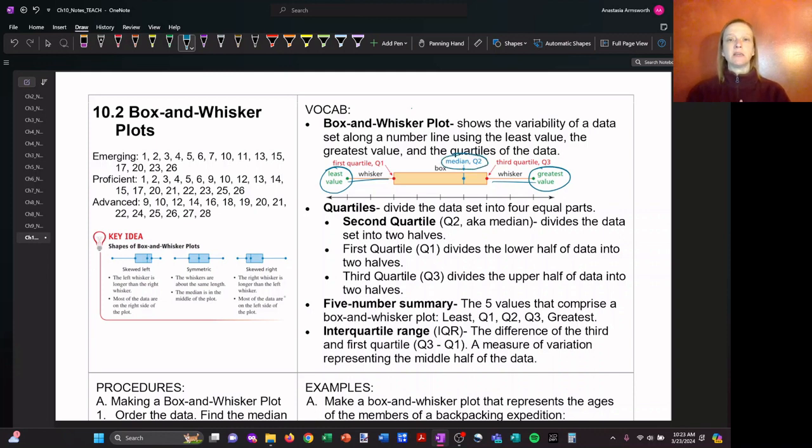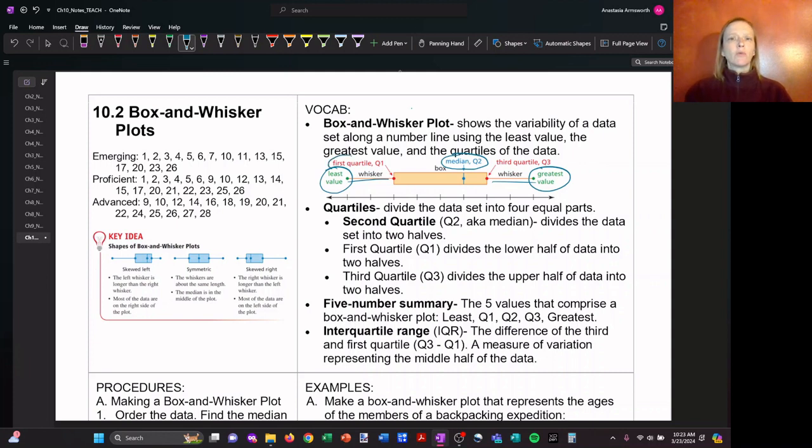And the median is just that center value. We learned about it in 10.1, where you list all of the values in order, and it's that center number if it's an odd number of values in the data set, or it's the average of the two center numbers if there's an even number of values in the data set.